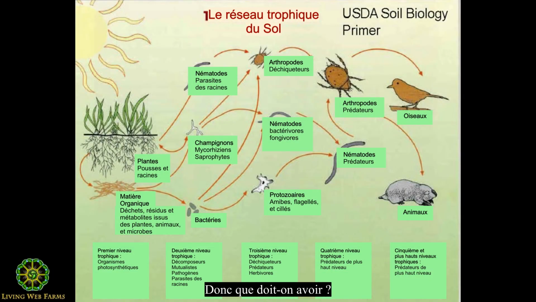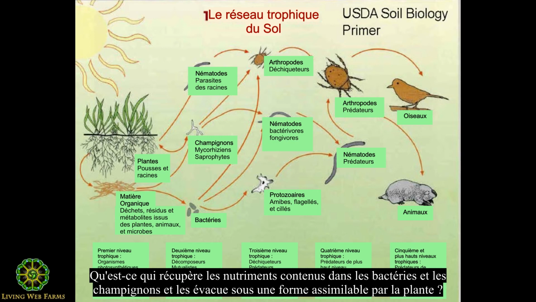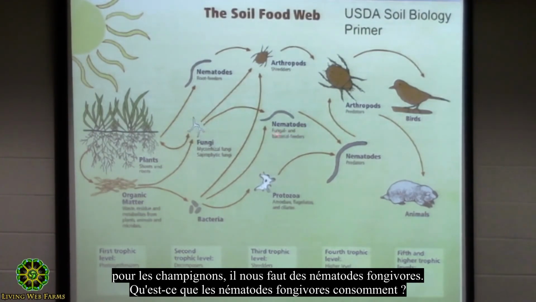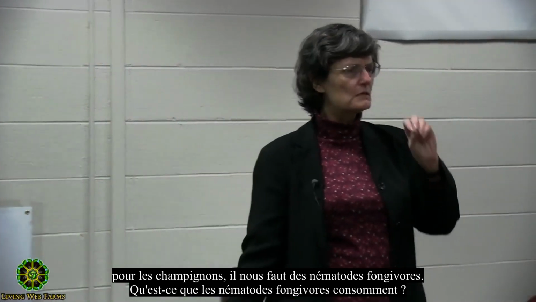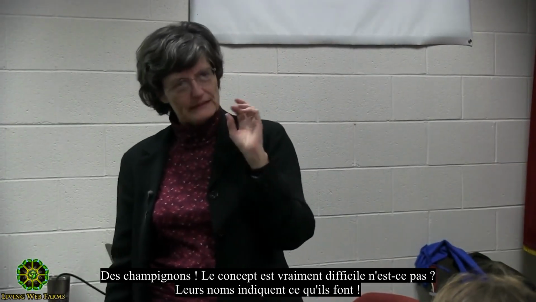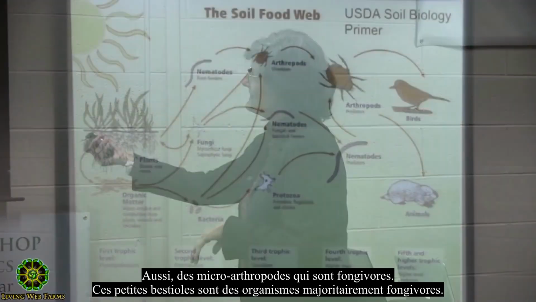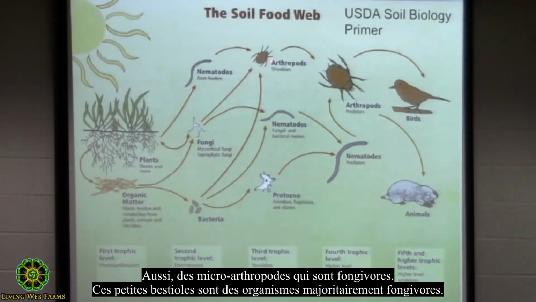So what do we have to have? What takes the nutrients out of the bacteria and fungi and releases them in a plant available form right there at the root system? You got to have protozoa that eat bacteria. We've got to have bacterial-feeding nematodes that eat bacteria. For fungi, we have to have the fungal-feeding nematodes. What do fungal-feeding nematodes eat? Fungi. You know, that's really a difficult concept, isn't it? So, yeah, the name tells you what they do. So, microarthropods that are fungal feeders. So all these little tiny guys are pretty much fungal-feeding organisms.